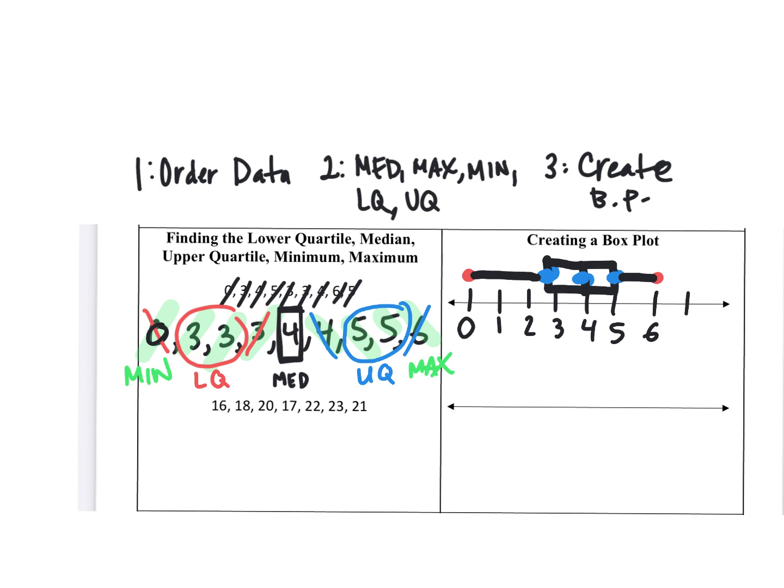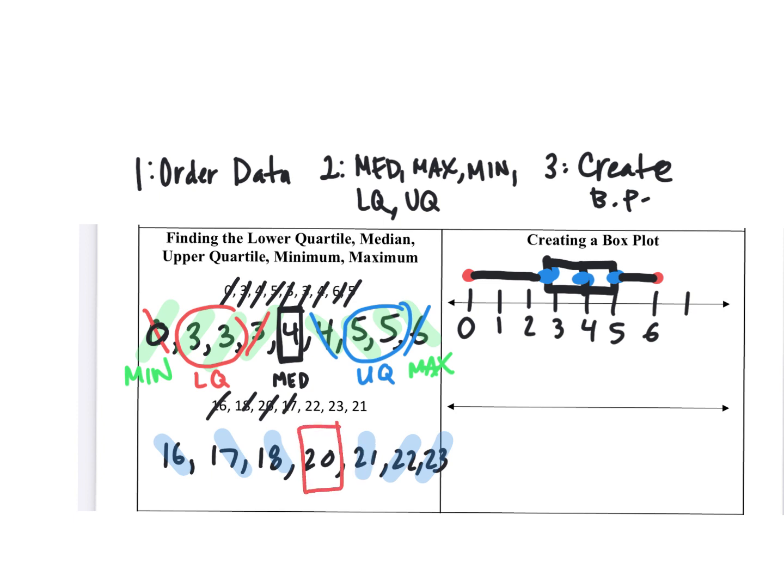All right, so let's put these in order if you haven't done it already. I have 16, I have 17, I have 18, I have 20, I have 21, 22, and 23. Okay, so if you were to find your middle numbers, which is what we're going to do right now, my median would be 20. So hopefully you were able to get your median of 20. And then my median here on the lower half would be 17. That's my lower quartile. And on the other half, this is my upper quartile, which is 22. And my minimum is 16, and my maximum is 23.